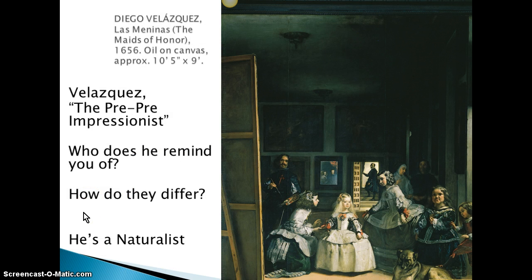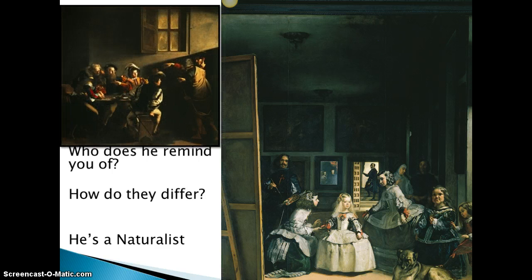Alright, the first artist we're actually going to see is Velazquez, and he's known as the pre-impressionist because of his impasto technique. This is where you're actually going to see those brush strokes and a thicker application of paint. Who does he remind you of? Hint, hint. Now, how are they the same, and how do they differ?